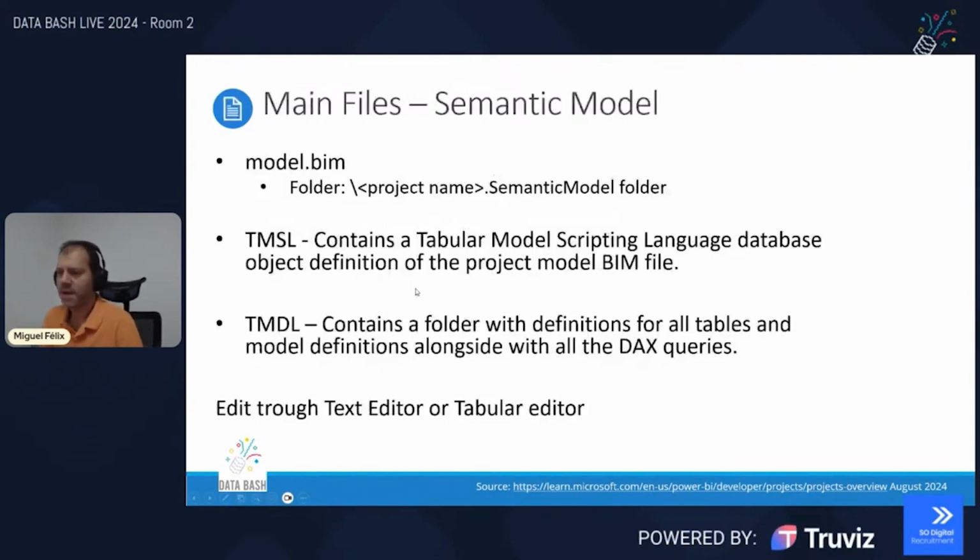So the main files. As I said, on the TMSL, we have the model bin, that is the basic file where we have all our information for the semantic model. And then on the model scripting language, the TMSL, we have that bin file. And for the TMDL, the descriptive language, we'll have one folder with all the tables, one file per each table.